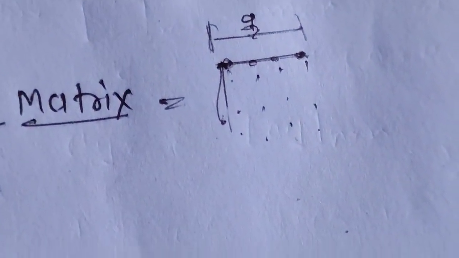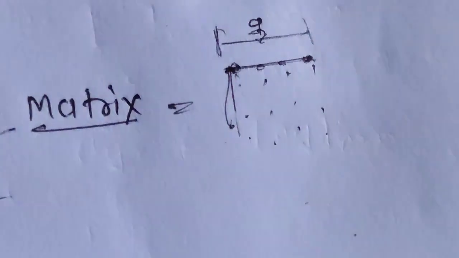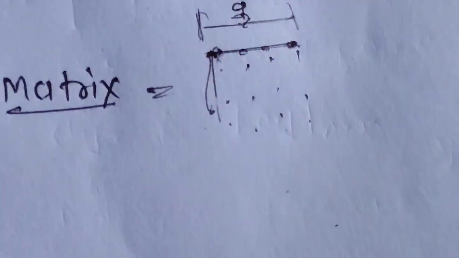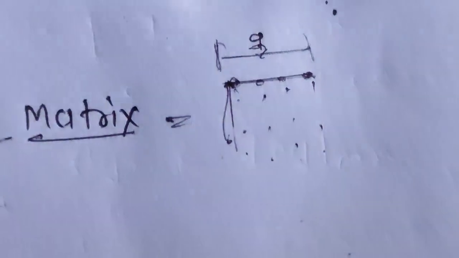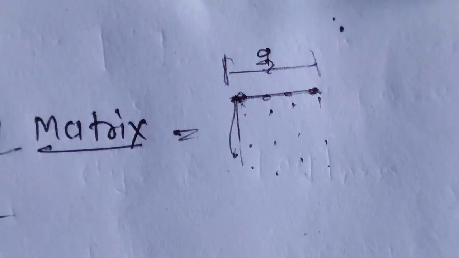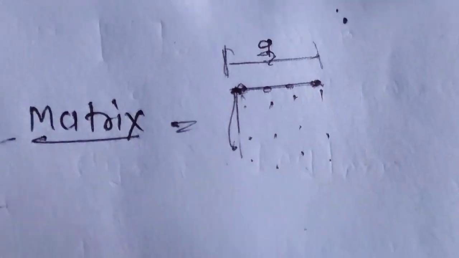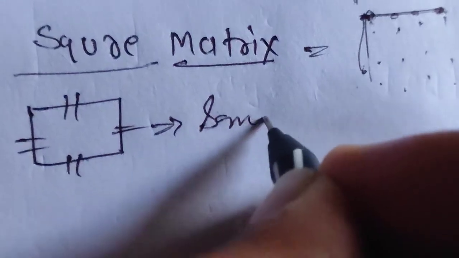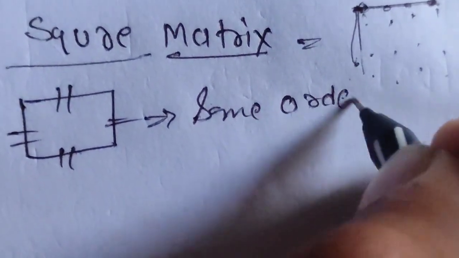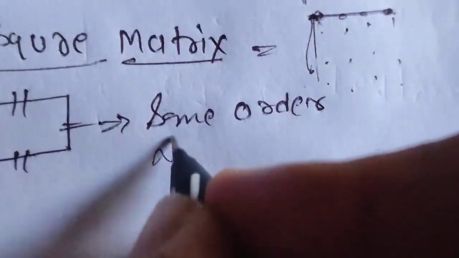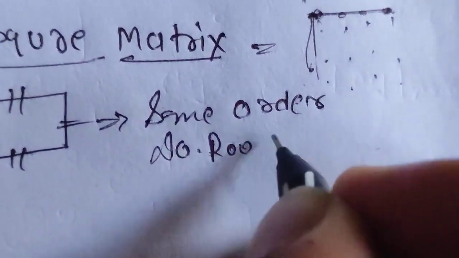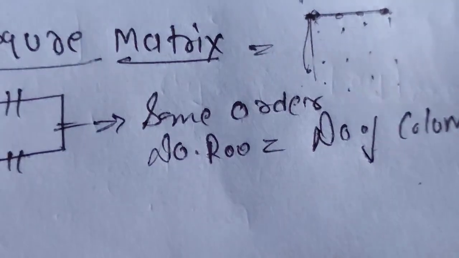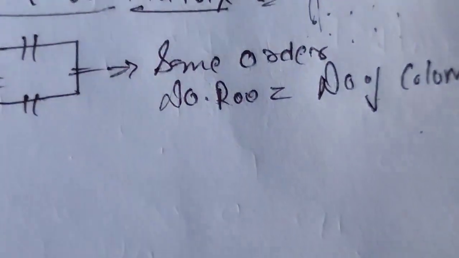Now when we talk about mathematics, if an arrangement of numbers is arranged in a square form, meaning the number of rows is equal to the number of columns, then it is said to be a square matrix. That is the meaning of same order. Same order means the number of rows is equal to the number of columns.